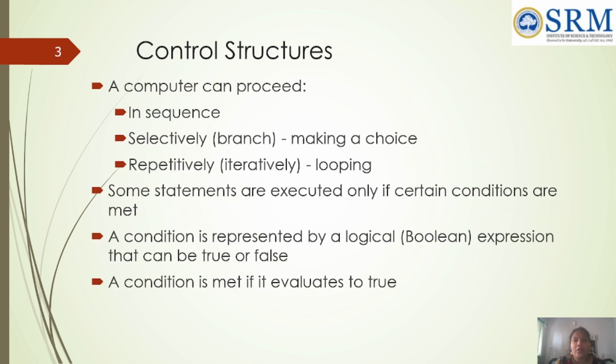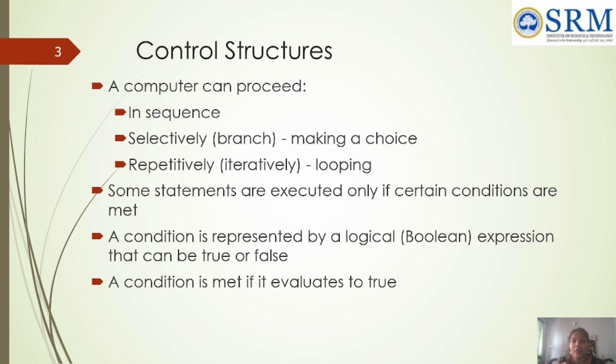First, we will see what a control structure is. A computer can proceed in a sequence of statements, or it can selectively branch by making a choice. You can give a condition, and based on the condition, whether it is true or false, it can execute some set of statements. And repetitively, or iteratively, in the sense of looping, it may execute the same set of statements again and again.